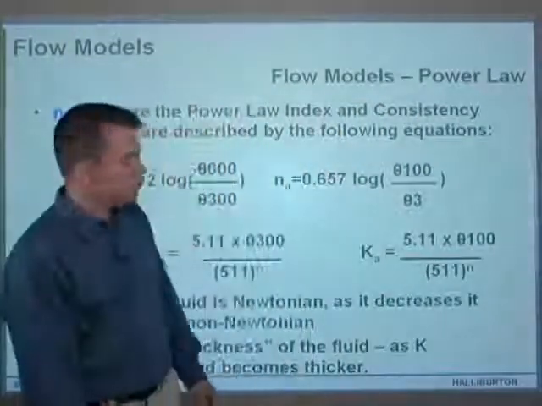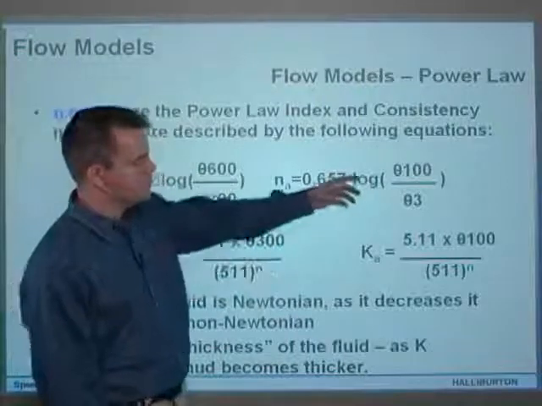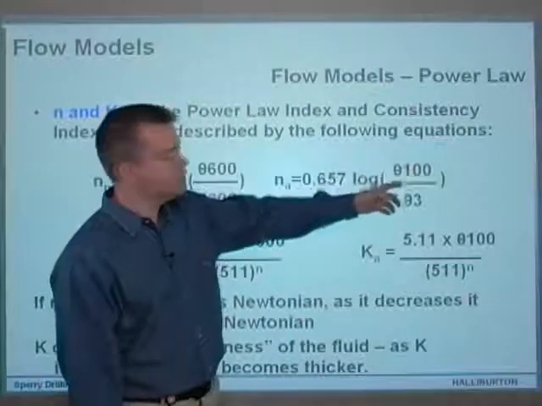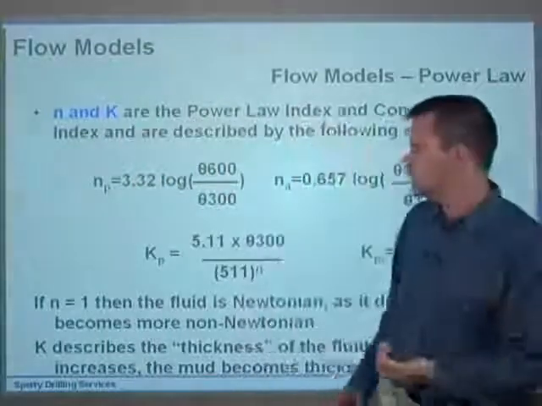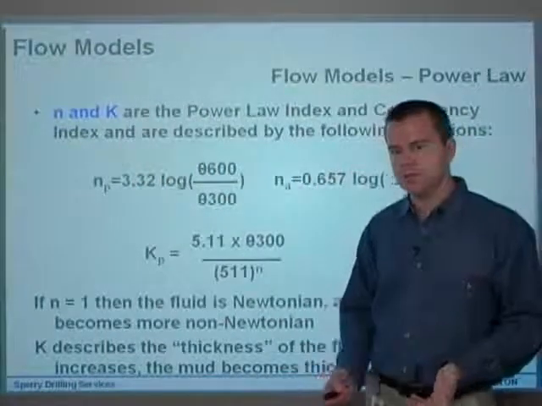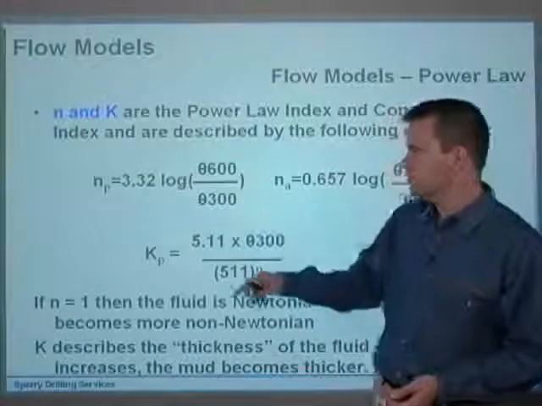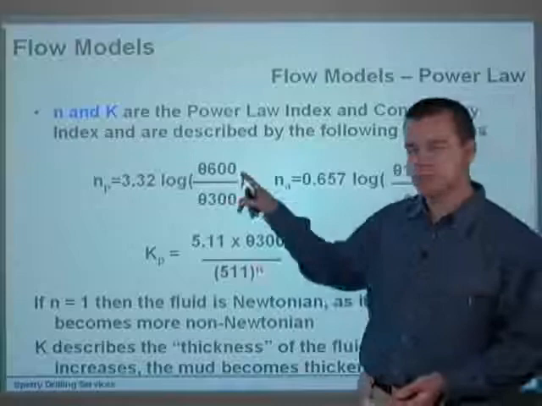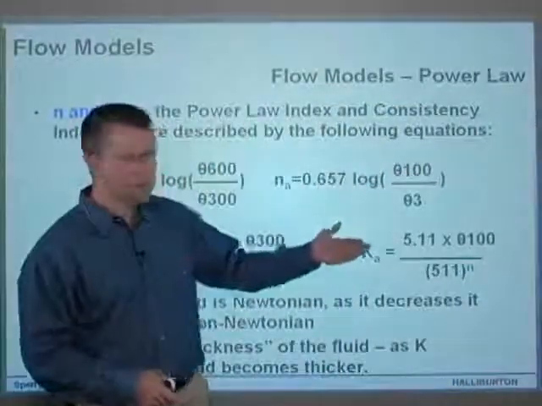But again, with most software, you don't actually get the opportunity to put the theta 100 and theta 3 in there. Often with software such as Planet and so on, we'd just be putting in PV and YP for your power law, and it would work out N and K using PV and YP, which are derived from theta 600 and theta 300. So there is no low shear rate modeling again.